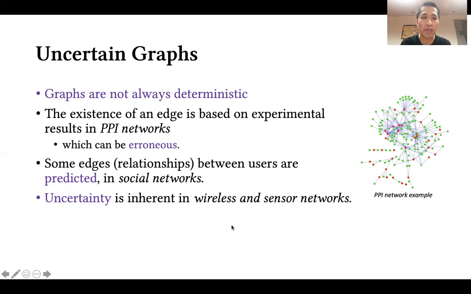In the above applications, the graphs are not always deterministic. For example, the existence of an edge is based on experimental results in the protein-protein interaction networks, which can be erroneous. And some edges between the users are predicted in social networks. Further, the uncertainty is inherent in wireless and sensor networks.